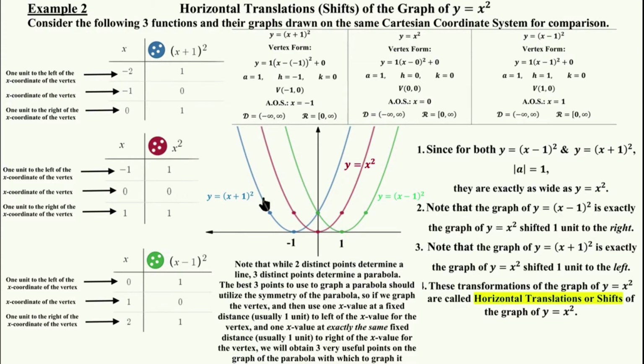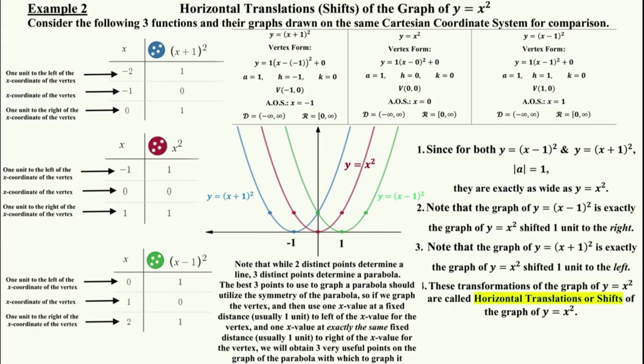Notice also the domains for all of them remain the set of real numbers. There's no number you cannot use for x here. And the range also happens to be the same for all of them, because look at all the y values that you have as outputs for either the blue, the red, or the green graph, and you'll see that all of them take on y values that are 0 or higher. So that's how we know that. All right, so that's basically just a simple horizontal shift or translation of the graph of y equals x squared.